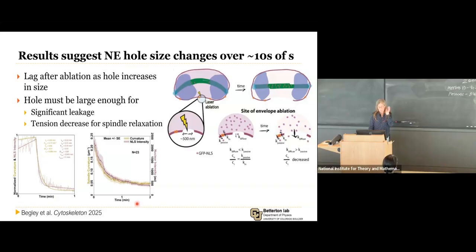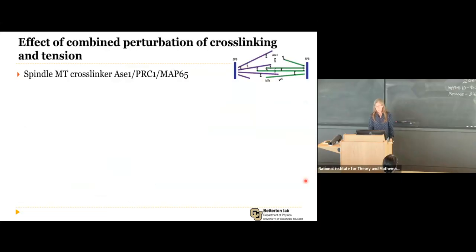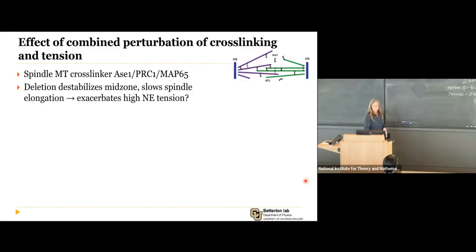Okay, so what else can we do? So this is work that we published. I want to give one example of some new work, just recent preliminary data from the last few weeks. We wanted to start thinking about what happens when you combine perturbations of tension with other aspects of the spindle. One thing we looked at was ACE1, which is part of the PRC1 MAP65 family of cross-linking proteins in the spindle. So this helps cross-link microtubules.